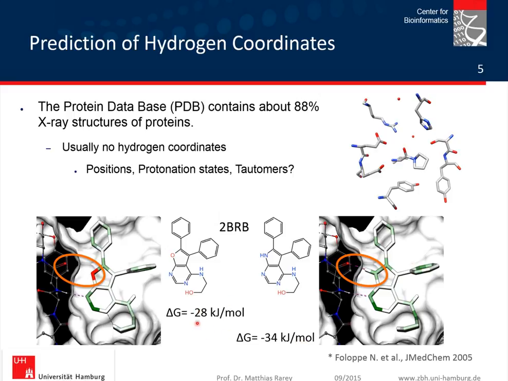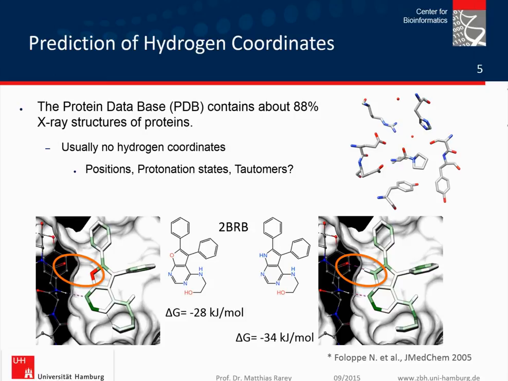delta G values, which makes a delta G drop of more than 6 kilojoules per mole. So one wrong hydrogen actually has a drastic influence on the binding affinity prediction. So we have to be really careful and make these things correct. So it's not surprising that several people have looked at this problem before.